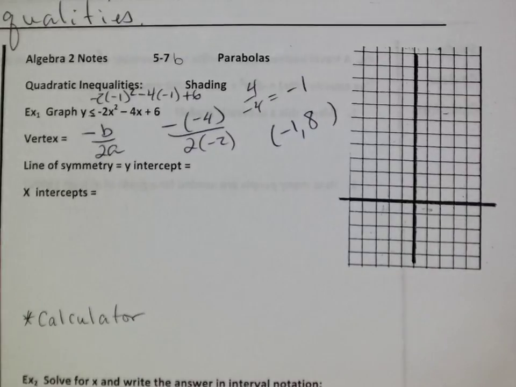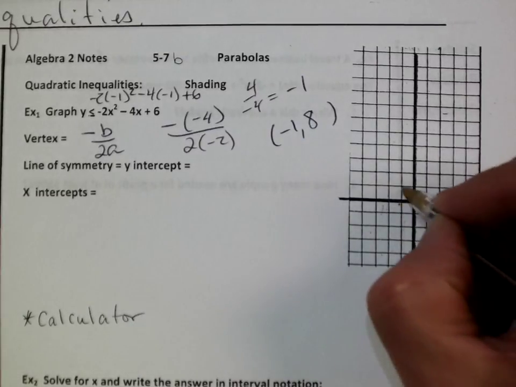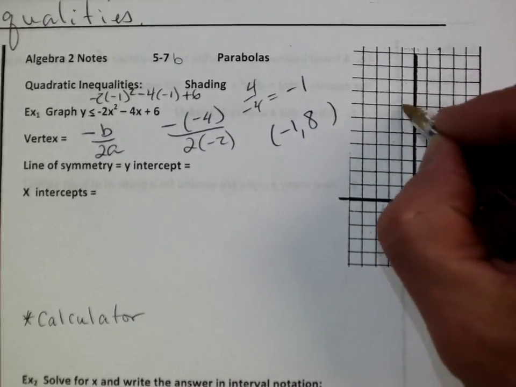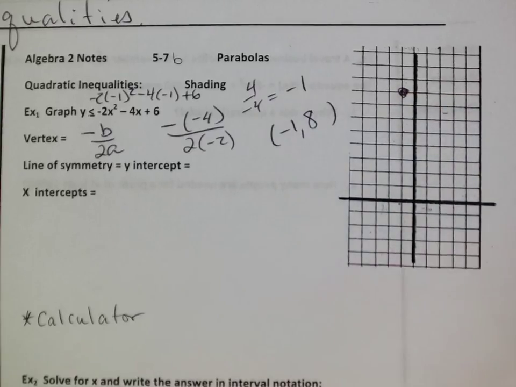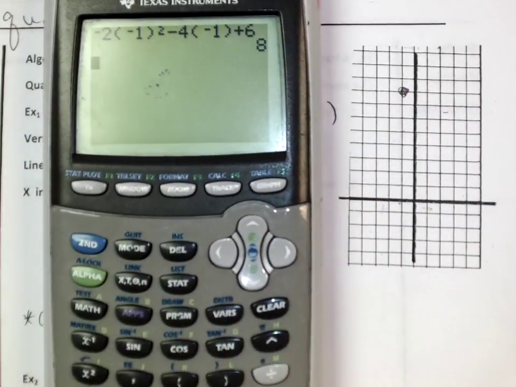I can graph that, right? Negative 1, then 1, 2, 3, 4, 5, 6, 7, 8, okay? There it is. I got it now. You got it?